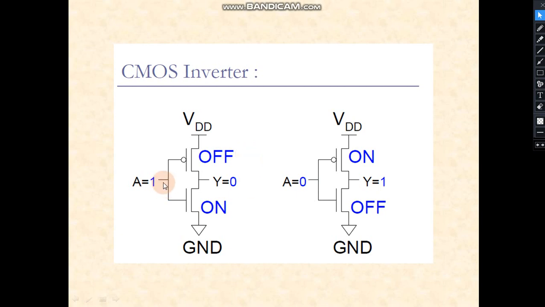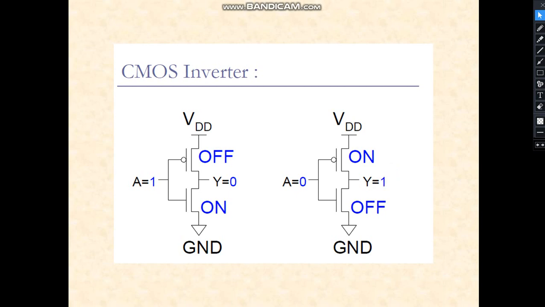We all know that for input 1, NMOS will be on and PMOS is off. So your output is now connected to the ground, and we will get 0. For input A equal to 0, PMOS will be on and NMOS will be off. Your output terminal is connected to VDD and your output is 1. So basically for input 1 you are getting output 0, and for input 0 you are getting output 1. This is the basic operation of the inverter.